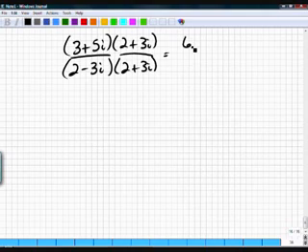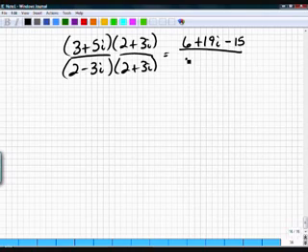We've got 2 times 3 is 6. You've got plus 9i, plus 10i, plus 19i, isn't that right? And then plus 15i squared. Let's go ahead and change that to minus 15. Plus 15i squared would be minus 15.